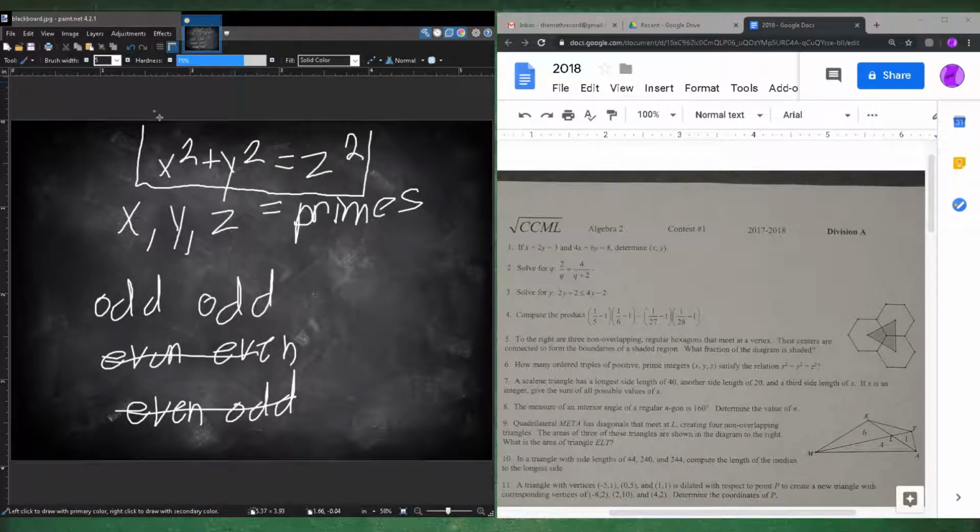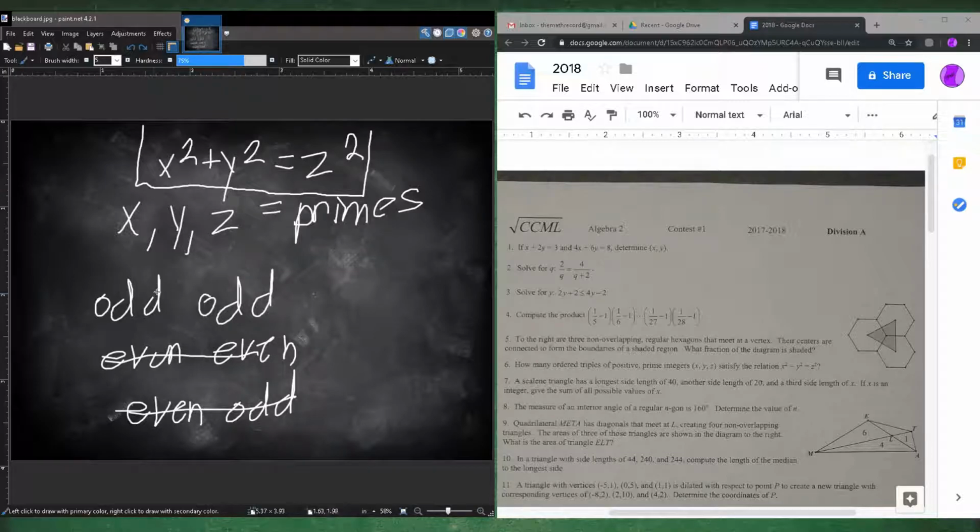Okay? So the only possibility we have to work with is odd, odd. Because even and even, you can't have it, that means both of them are 2, which does not work. And if it's even, odd, it's just 2 and some kind of odd, but you already said even doesn't work, so you can't have that. So the only possibility left is odd, odd.